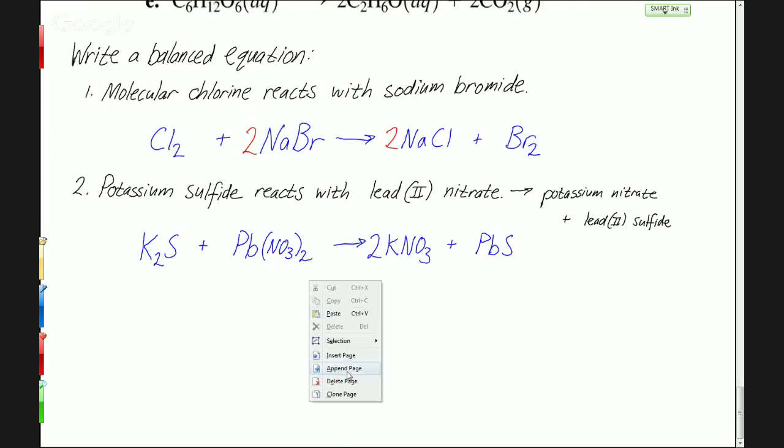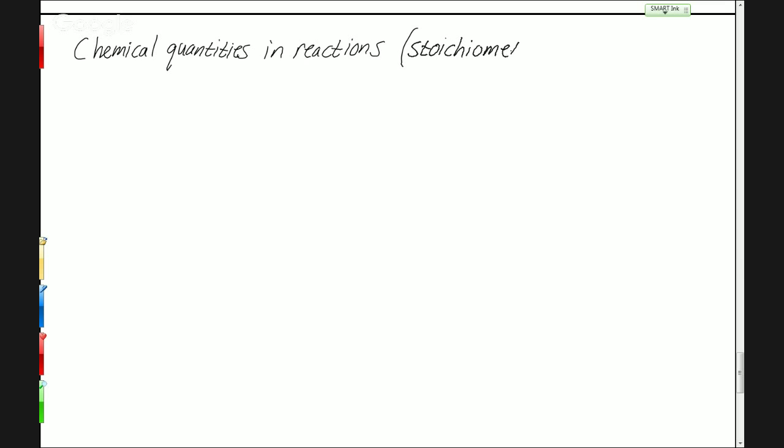So the next part is chemical quantities. That is, how much do we have, or how much do we need? And the fancy word for this is stoichiometry, but it just means how much do we have and how much do we need.